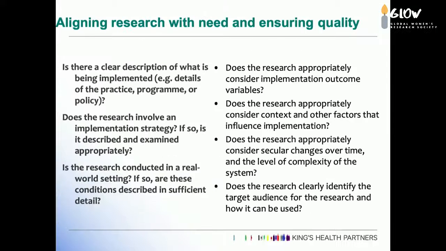So what do we need to know? We need to have a very good description of what is being implemented: who, what, when, where, how, what the strategy is, what the setting and the context is, whether the implementation outcome variables are appropriate for the study and the site, and how we consider secular changes over time. So for any research assessing complex interventions, trials, or whatever design, these are really important questions.